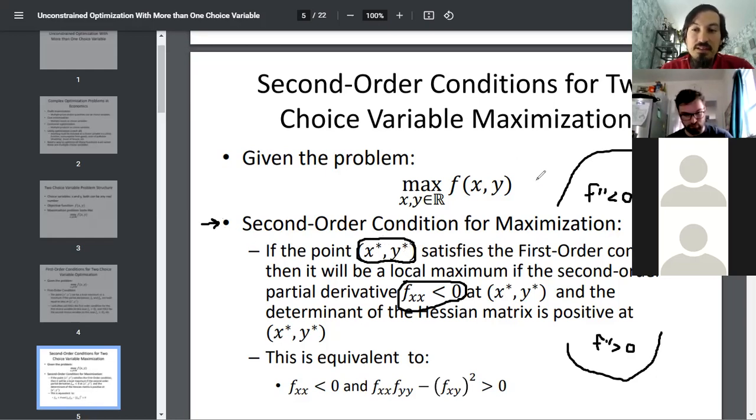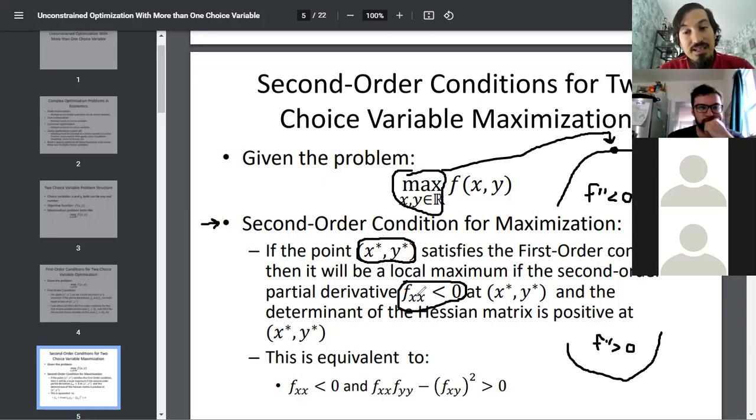If f is locally concave at x star, y star, then think about some point at the top of this cave, the top of this function. That's going to be the maximization, which is what you're looking for. It's this point right here at the top of the cave, which only happens when f double prime is less than 0. Here, it's not double prime, it's xx.